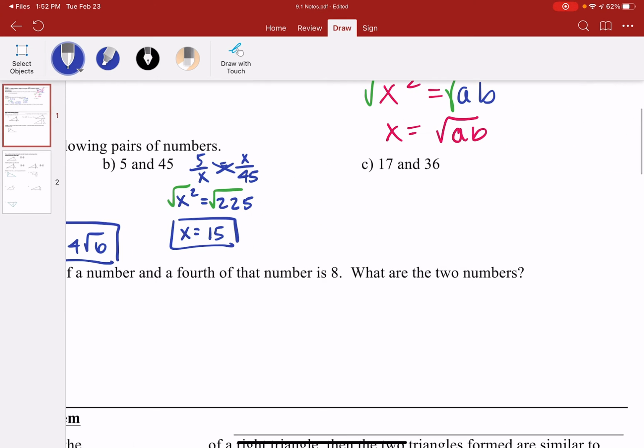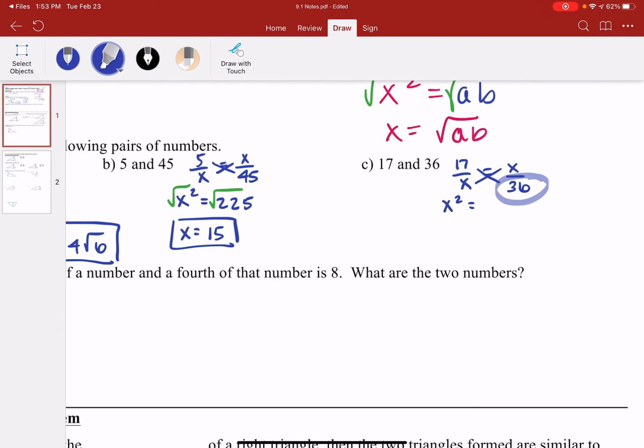And then the next one, we have 17 and 36. So we're going to put our 17 and our 36 diagonally. So 17 over x equals x over 36. We're going to multiply. x times x is x squared. 17 times 36 is a big number. 17 times 36 is 612.